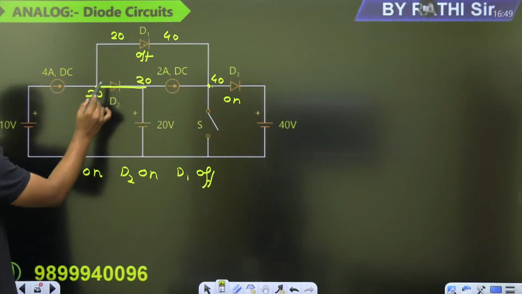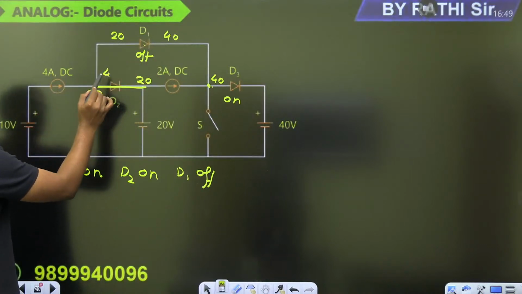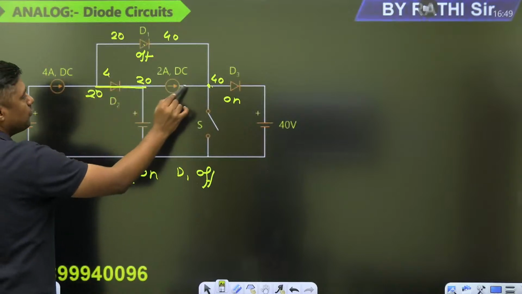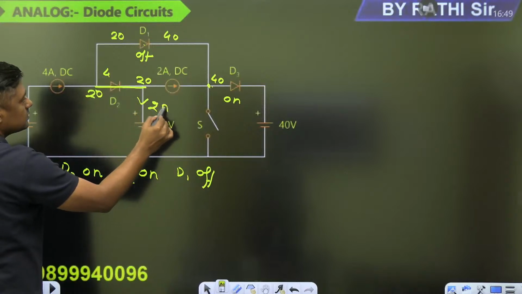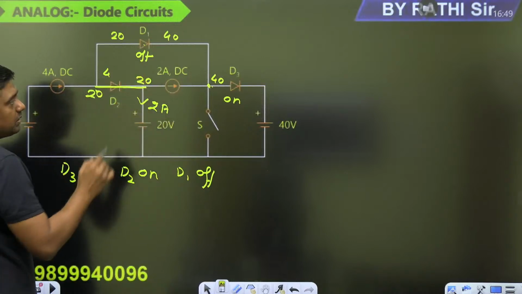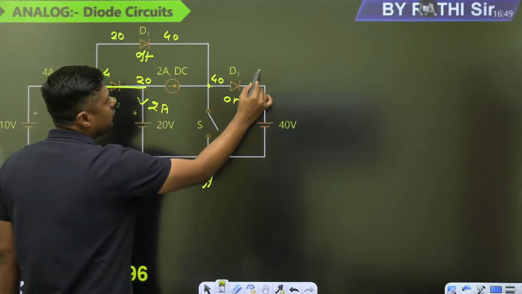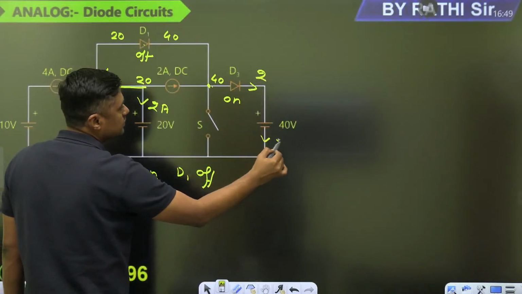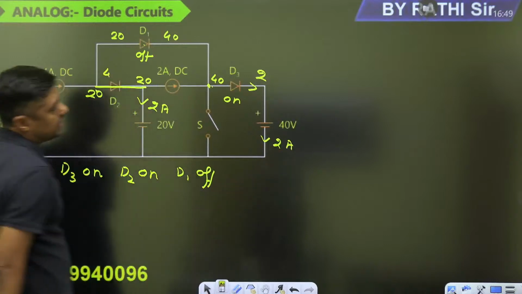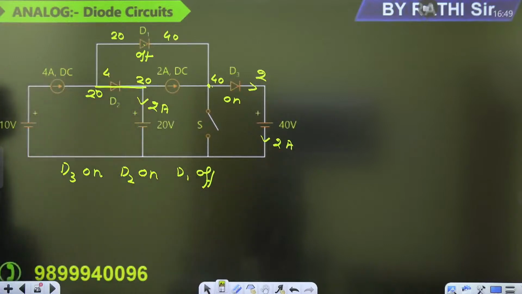That 4 ampere current will pass through this. Out of 4 ampere, 2 ampere will flow here. What is the current through the battery? 2 ampere. Current through the battery is 2 ampere. This 2 ampere current will flow through this diode and again finally through the 40 volt battery here. 40 volt battery. This is the 2 ampere current.